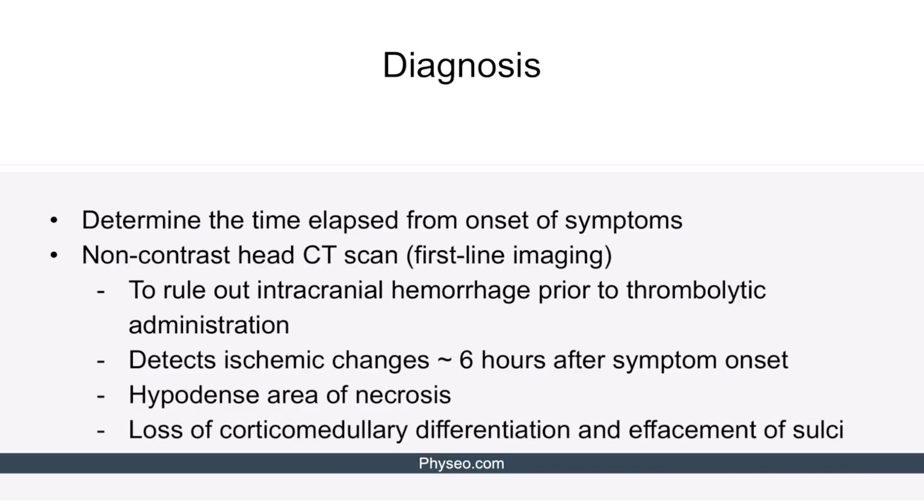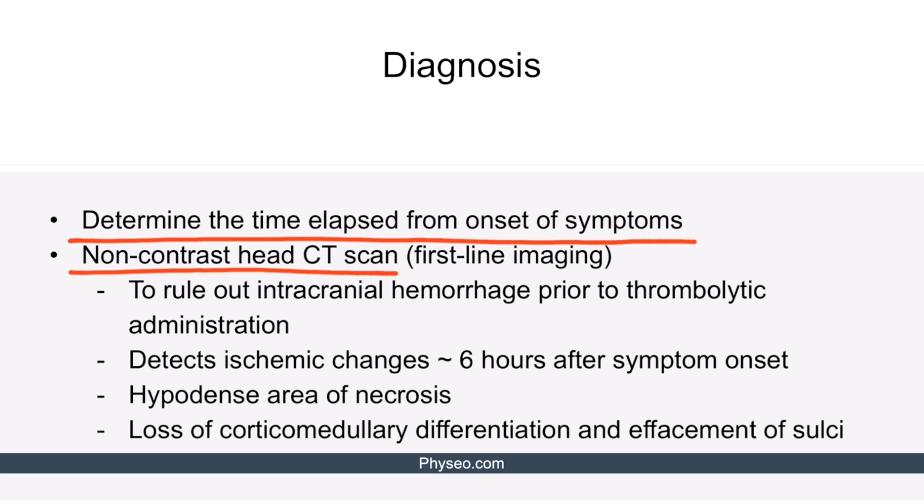Let's move on to the diagnosis of ischemic stroke. First, we need to determine the time elapsed from the onset of symptoms. This is important to decide whether the patient is eligible for thrombolytic therapy. Then we need to perform a non-contrast head CT scan to rule out intracranial hemorrhage prior to thrombolytic therapy.